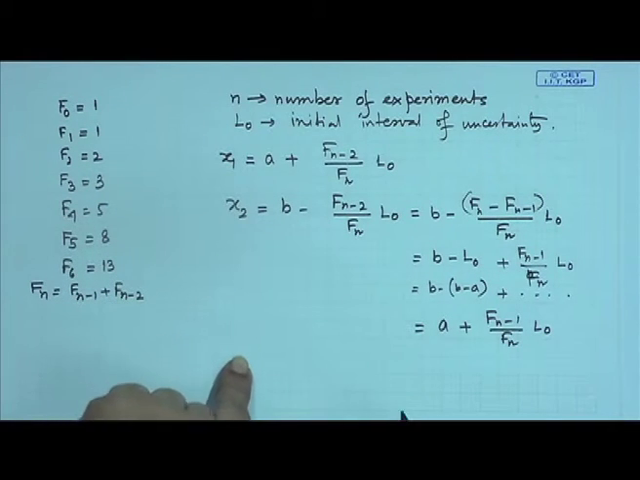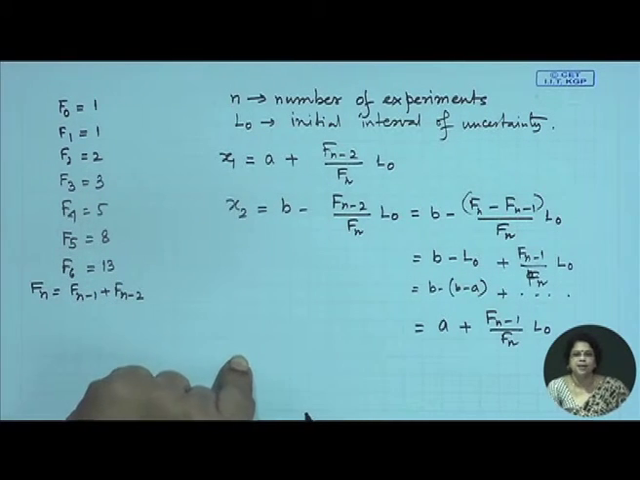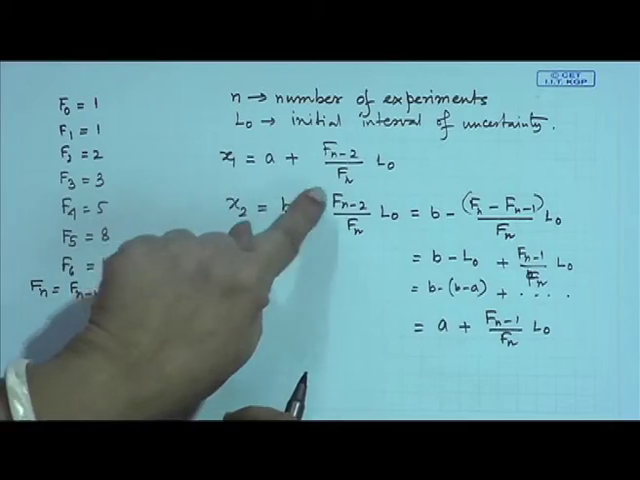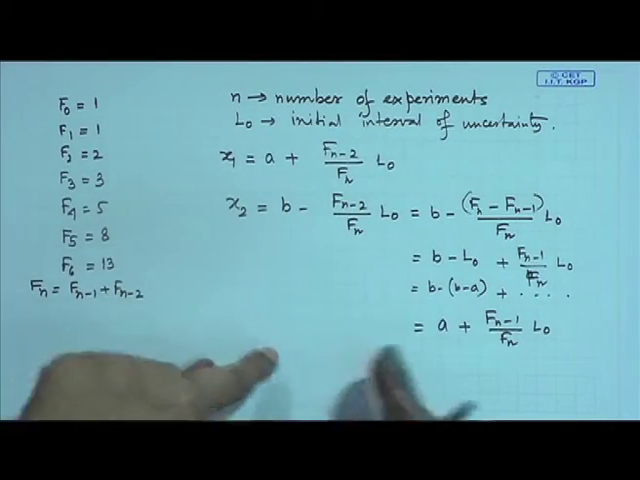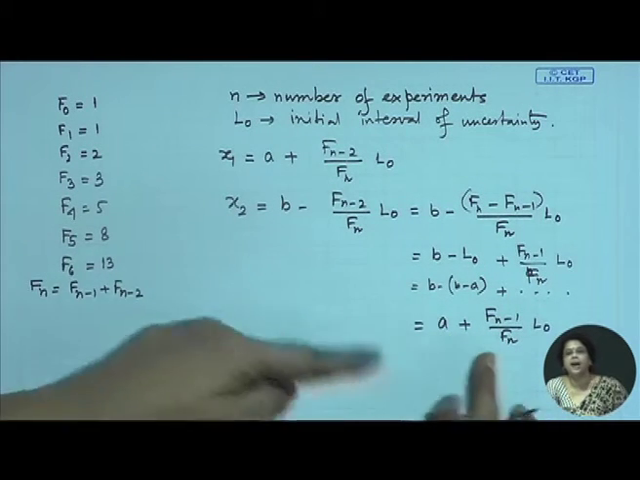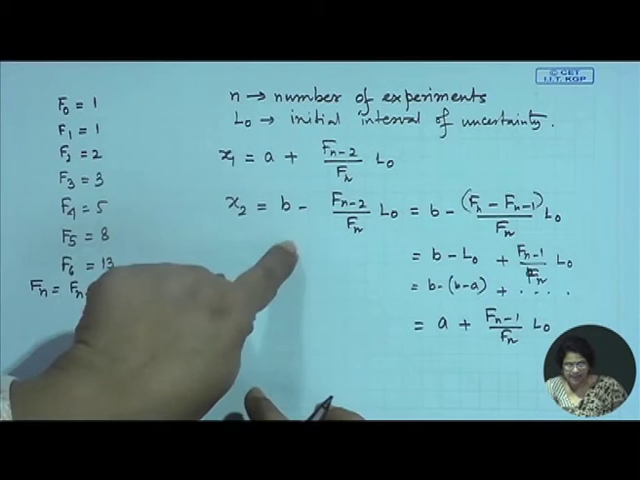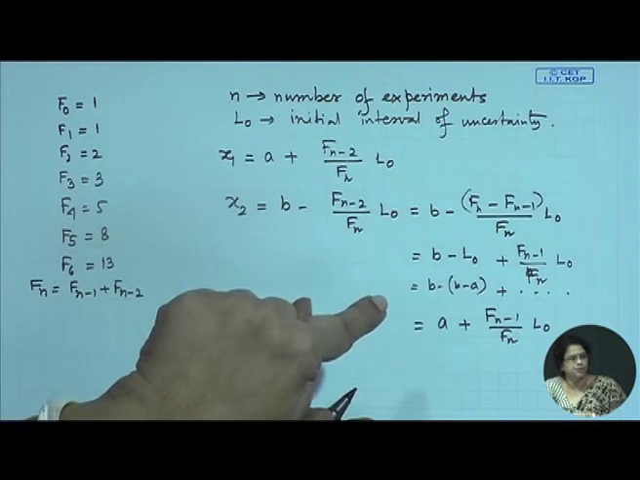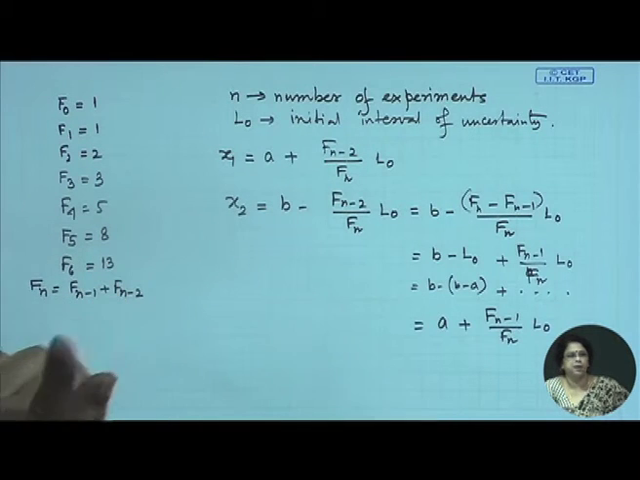Did you get the beauty of using the Fibonacci number? Once I am getting the first one as a plus Fn minus 2 by Fn into L naught, and the second I am getting a plus Fn minus 1 by Fn into L naught. In other way also I can say that b minus Fn minus 2 by Fn into L naught. I got 2 experiments up to this.